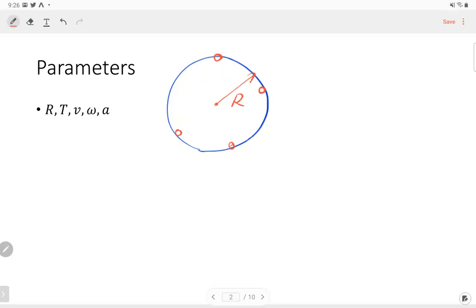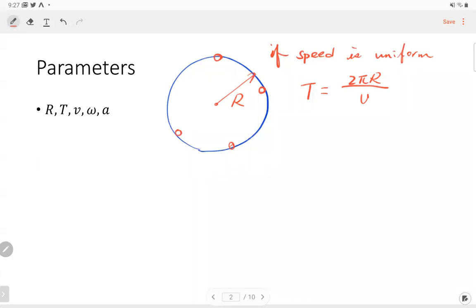Okay, the second one will be how long it takes the object to move in a round trip. So that is the period. The period describes the duration for the object to move around the circle. And if the speed is uniform, then the period will be equal to the circumference divided by the speed, right? Circumference is 2 pi r divided by the speed. This is very important. So if the speed is a constant, we use this formula to calculate the period.